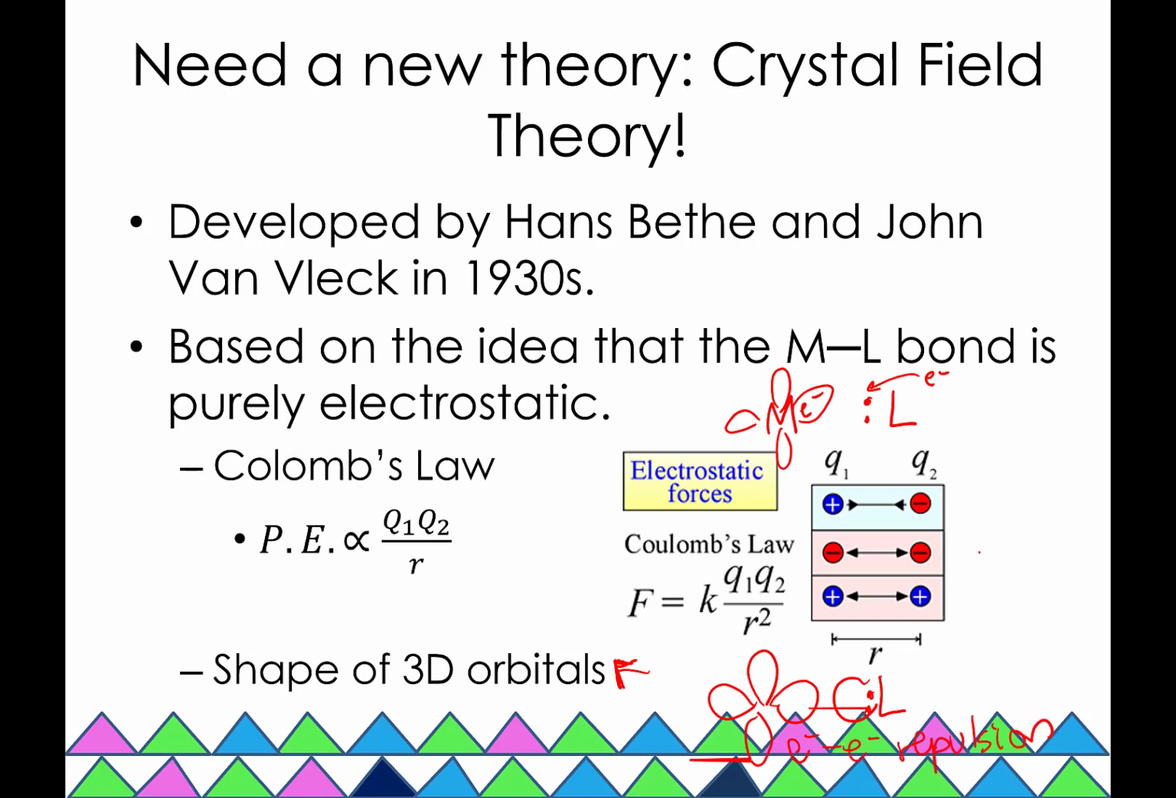So when we're thinking about potential energy, our d orbitals that are pointing directly at our ligands will be higher in energy because of Coulomb's law. They'll have this electron-electron repulsion. And then our d orbitals that are pointing away from the ligands will be lower in energy because they don't experience the same electron-electron repulsion. So in the next lecture, we'll go through a lot more detail on crystal field theory.